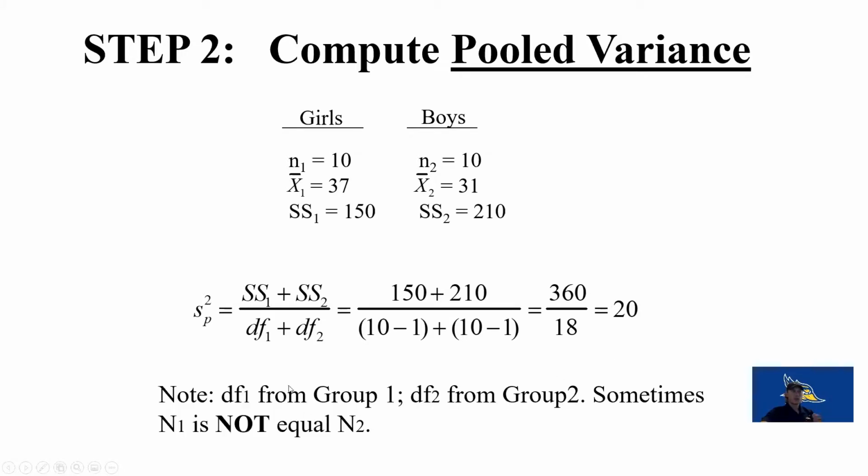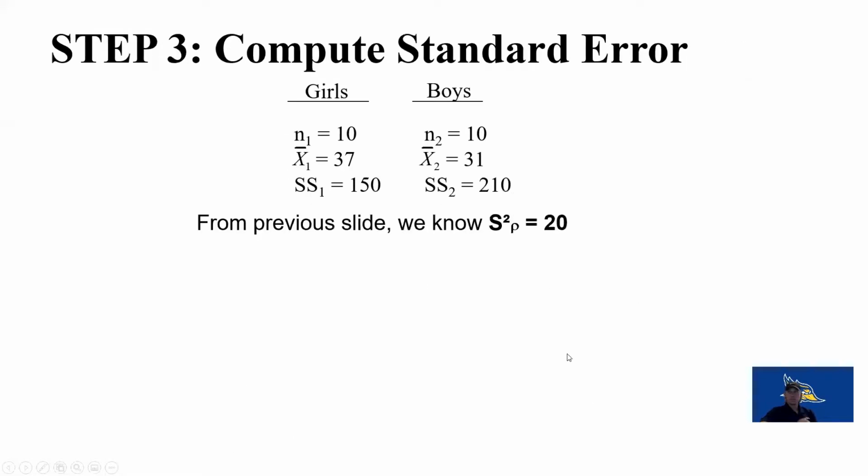Okay. Remember, this has to be done in differences because sometimes our sample sizes aren't the same. Sometimes we'll have a sample size of 30 and 29, which will change the degrees of freedom for each group. There will be different degrees of freedom that we have to add together. Okay, so we know our pooled variance, we know the rest of our information.